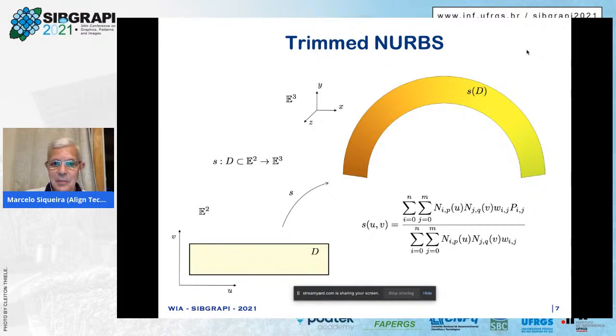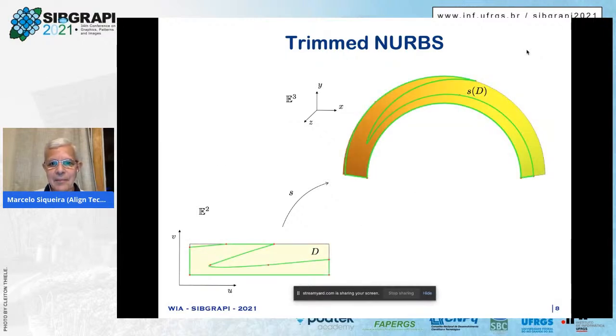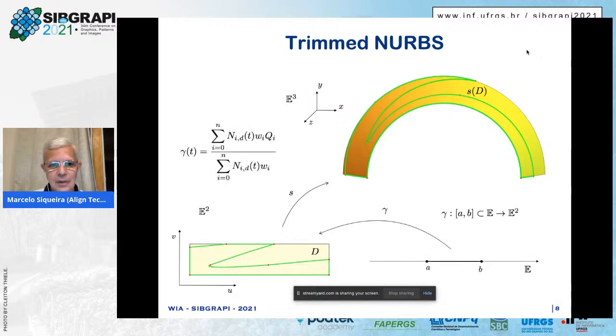But the name trimmed comes from the fact that in practice, we are not taking the entire rectangular domain to space, but we are taking some region that we trimmed with some curves that we define in the domain that we call trimming curves. Those curves are also rational B-spline curves. And what we have in space is just a piece of this rectangle. In some cases, obviously, the entire rectangle can become a face, but this is a rare case in practice.